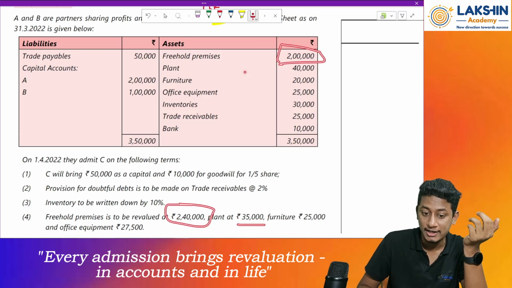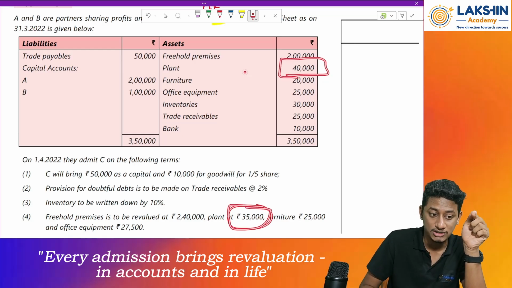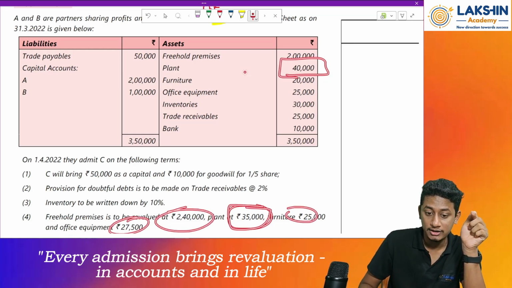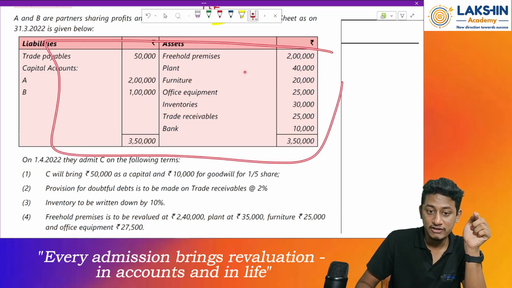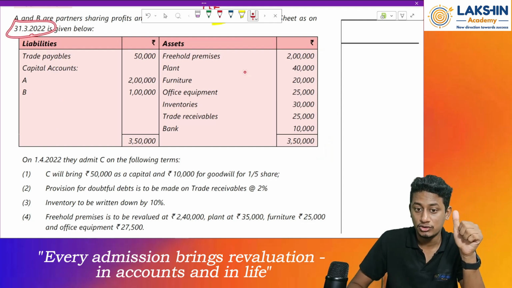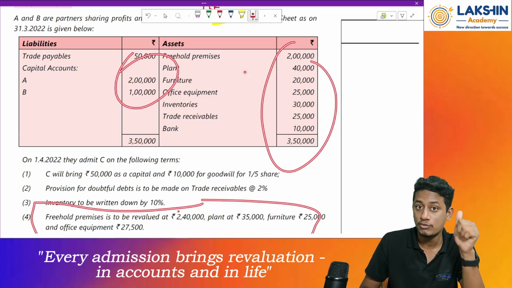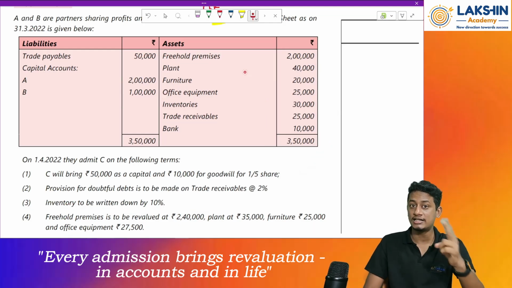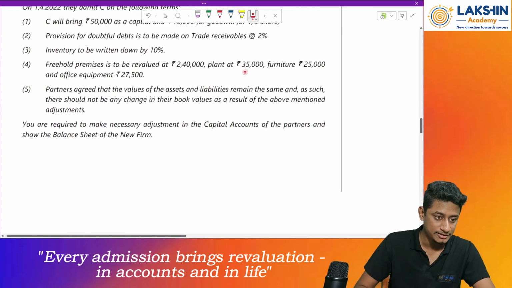Then goes for plant. The new value is rupees 35,000. Old value is rupees 40,000. So that means it is reduced from rupees 40,000 to rupees 35,000. These values are on what date? The values given to us are on 31/3/2022. So that means these are old values. These are new values. So remember, accordingly, you should increase or decrease and put it in where? In the revaluation account.